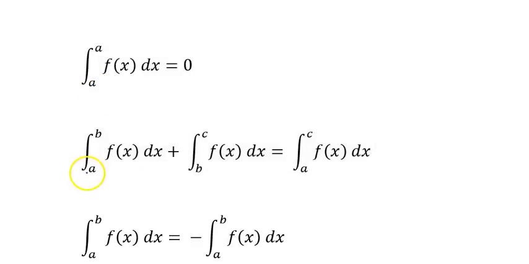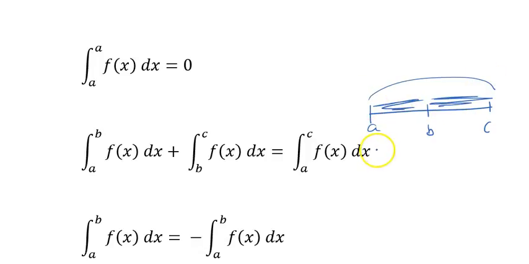And also, this one down here, if you look at these limits, they're all f of x. So from a to b plus from b to c is the same as a to c. And so if you think again graphically, what we're saying is the area from a to b plus the area from b to c is the same as the whole area from a to c. And so again, it makes sense.